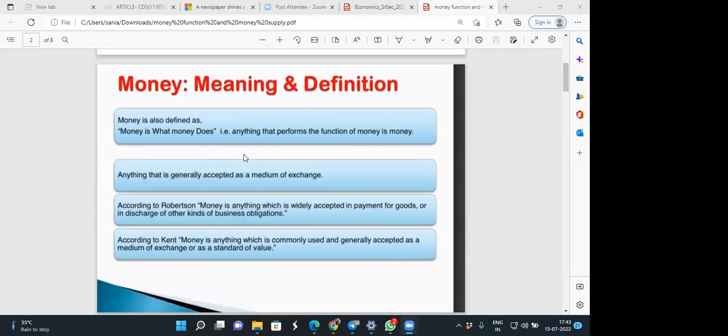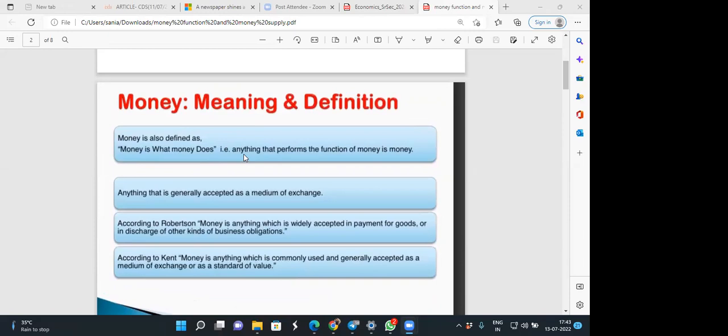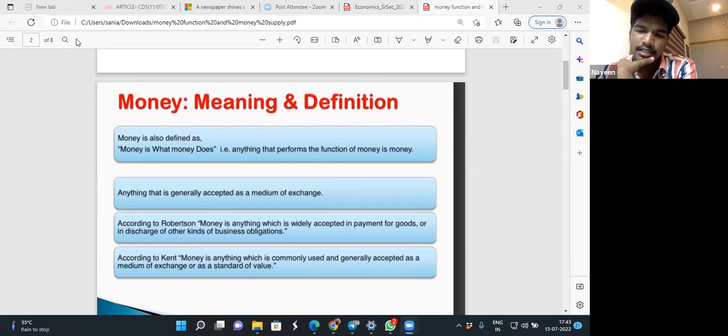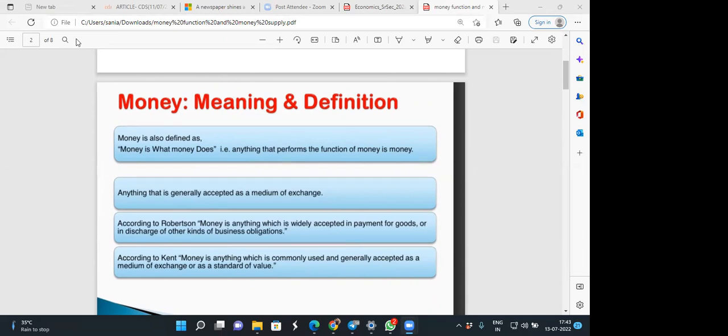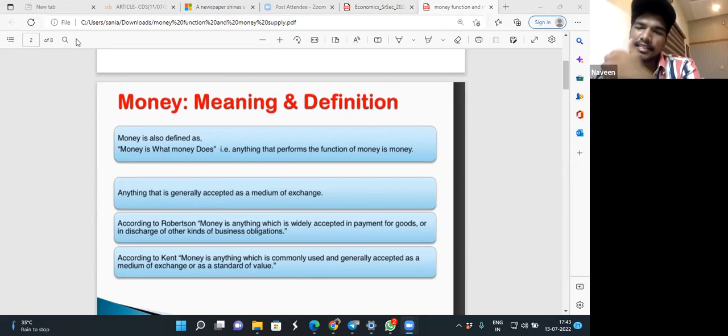So let's just start. Okay, so we'll start with the money chapter. Money is basically meaning and definition. So first, Naveen, do you know what is the difference between meaning and definition? Meaning means like about a thing, like a description of something, right? Okay, what about definition? Definition means a sentence related to that.